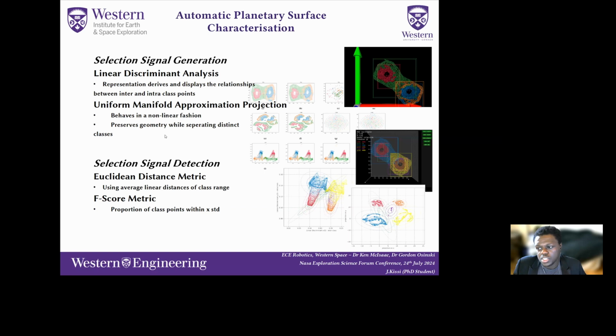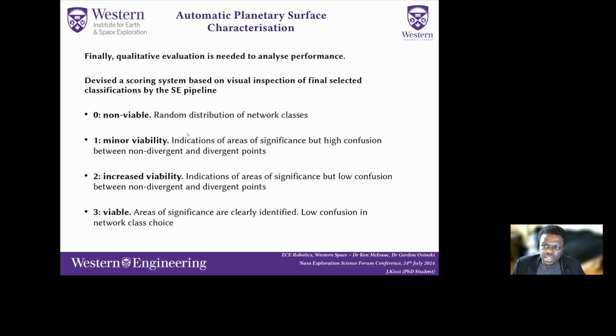The generation part consists of the dimensional reduction techniques. We used LDA and UMAP for this. The signal detection part consisted of measurement metrics. We use Euclidean distance and F-score, and this detection part is what selects the appropriate classifications from those that have been done. We also needed a method of evaluating the effectiveness of these selections. So we came up with a 4-point score, with 0 being a random distribution of network classes and 3 being a perfect classification. This allows us to quantify results in a familiar fashion.